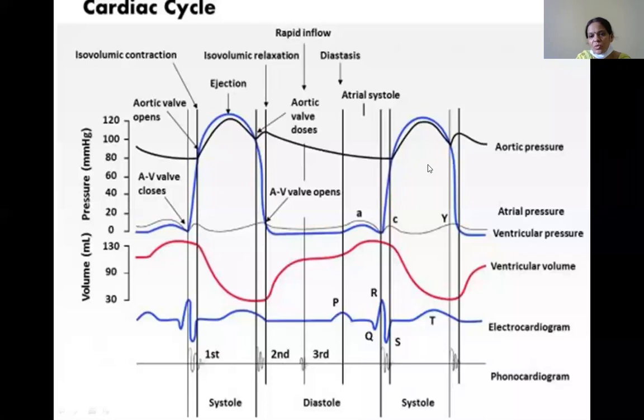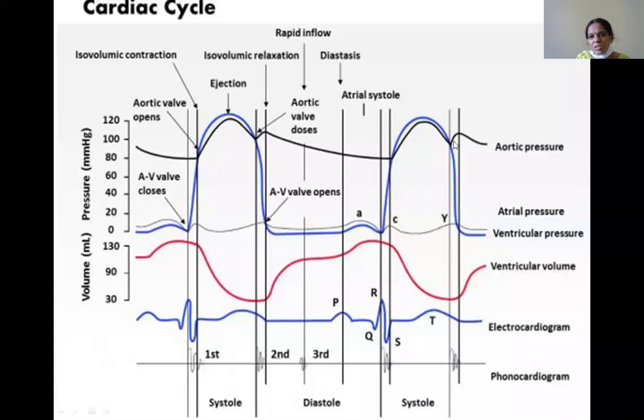So once the blood is going out from the ventricles into the aorta, what happens? The volume decreases. Volume in the ventricles is decreasing. This is a graph showing this volume, right? Blood has been ejected here. The pressure has exceeded this aortic pressure. What is happening? Blood is being ejected. So blood is coming down in the ventricles. Ventricular volume will be decreased. So volume is decreasing in the ventricles.